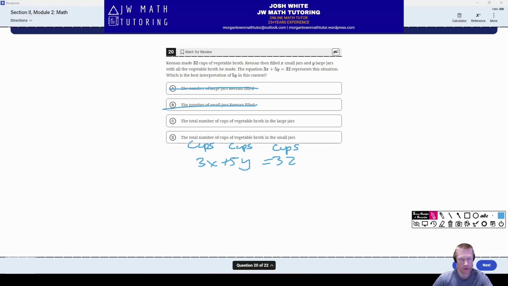So is it the cups that are in large jars or small jars? Right here it tells us that y represents the number of large jars. Therefore, the correct answer for this problem has to be letter C, number of cups of broth in the large jars.